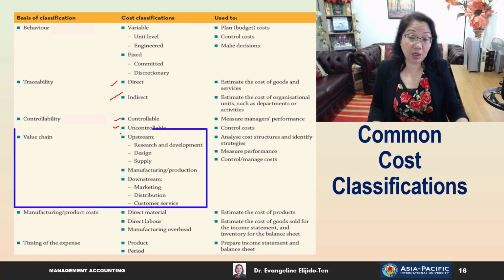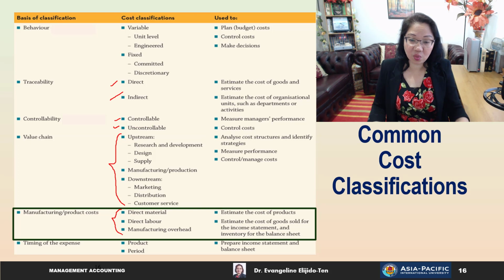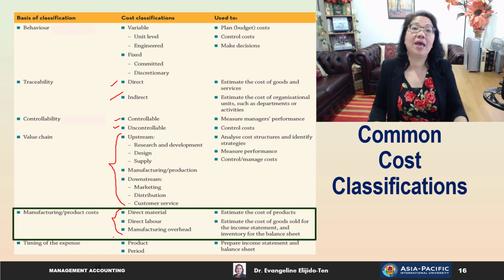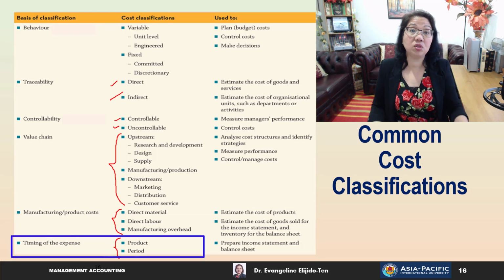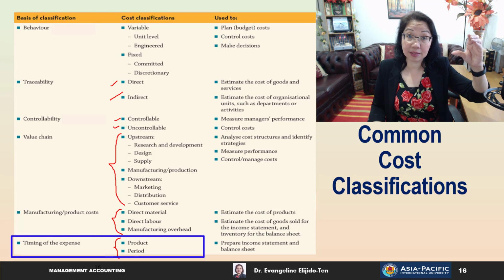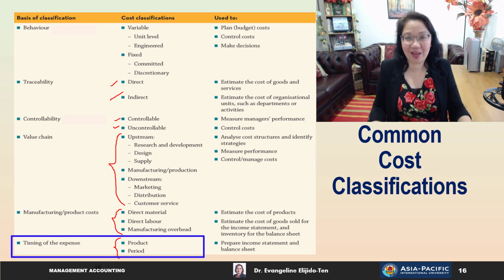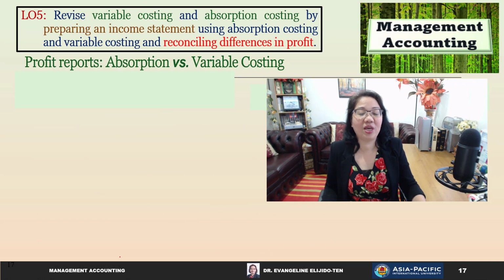And we've already looked at the value chain, so you'll remember this. Manufacturing or product costs, we've also just reviewed that: the direct material, direct labor, and manufacturing overhead. And as to the timing of expense, you've got the product cost, which are assets or inventoriable costs, and you've got the period cost, which are expenses. All right. Let's move on to learning objective 5.